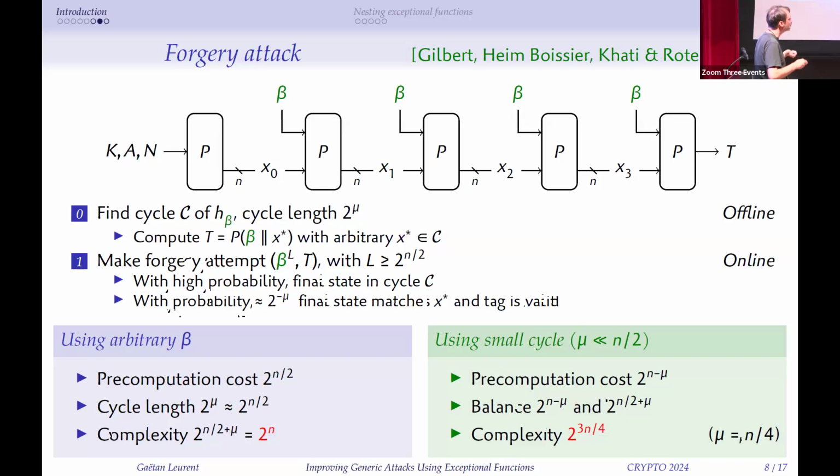But what they showed in the Eurocrypt paper last year is that if you start by finding a particular beta that leads to a small cycle in the main component, then you get a better attack. There's a pre-computation cost to find this good beta, but then the forgery attempt is more likely to succeed because you have a smaller cycle. When you balance the parameters, you obtain an attack with complexity 2^(3n/4). And that was the first attack with complexity below 2^n for this specific problem.